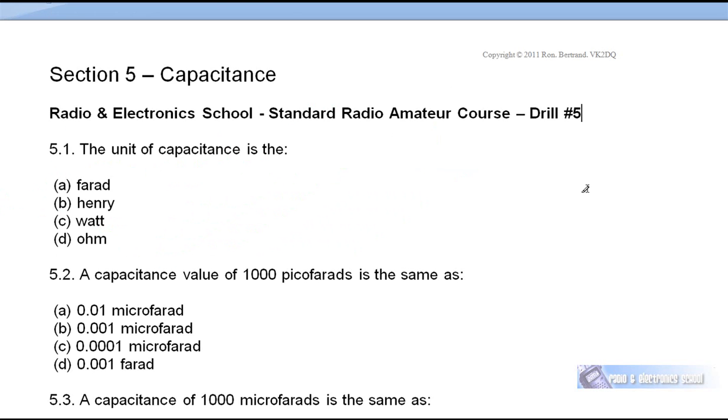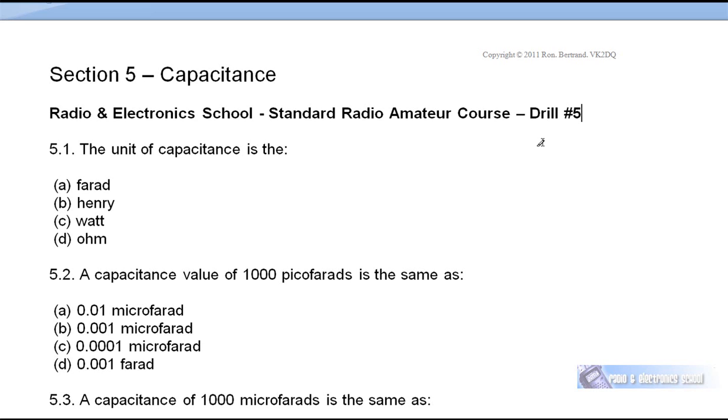Right, let's go through some of the simulated exam questions that you could get on capacitance and closely related topics. Let's have a look at the first one.